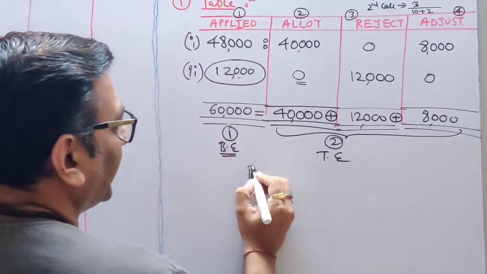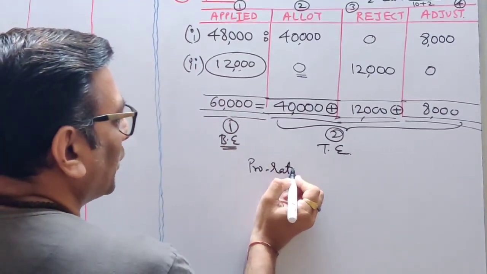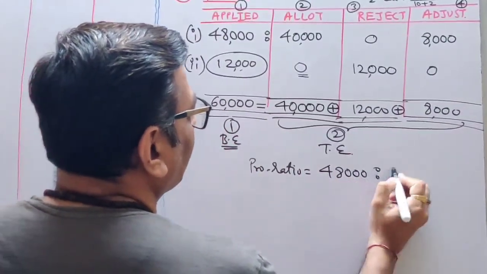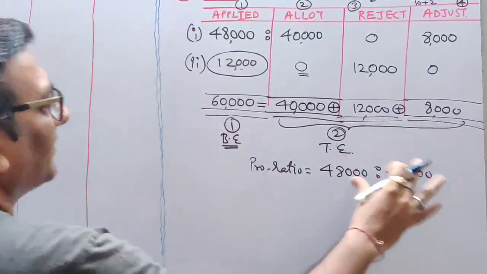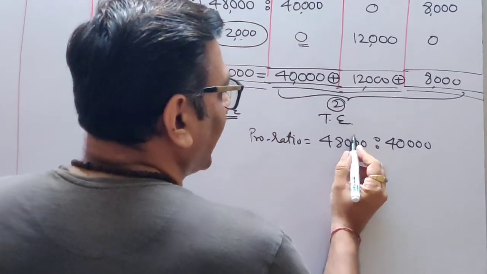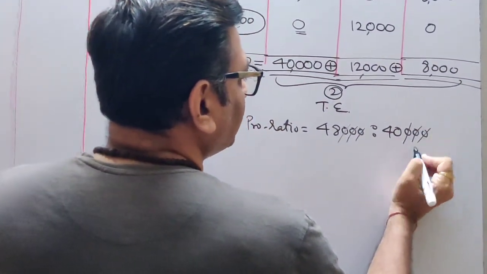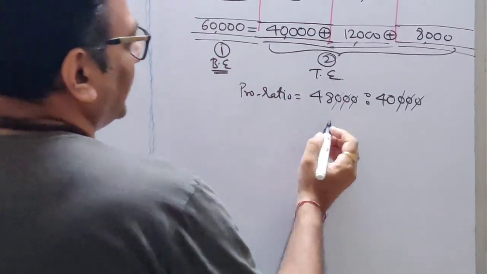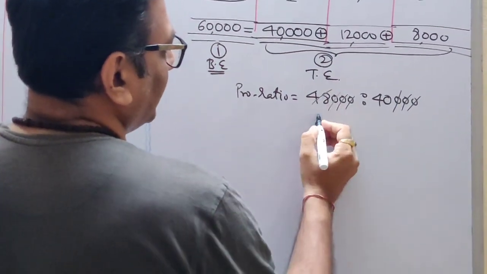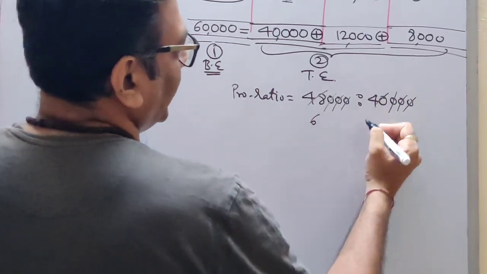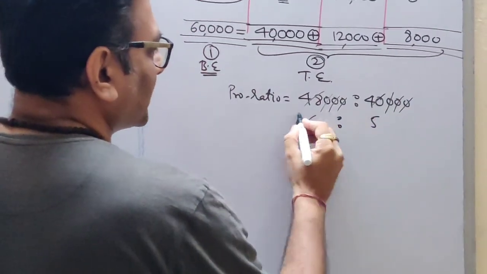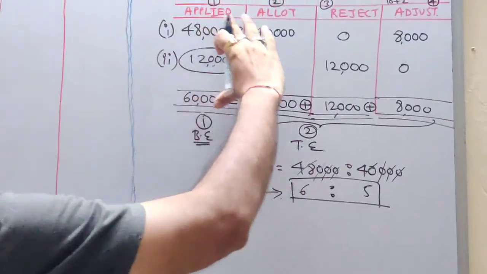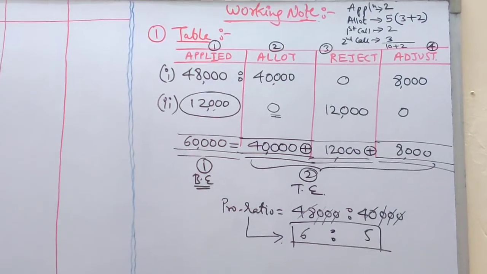So let's find the pro rata ratio. So what will be your pro rata ratio, students? 48,000 is to 40,000. Let's simplify this big amount. First you cancel 3 zeros. Then 48 and 40. Take the table of 8. 6 8s are 48. 8 5s are 40. So what is the pro rata ratio? 6 is to 5.